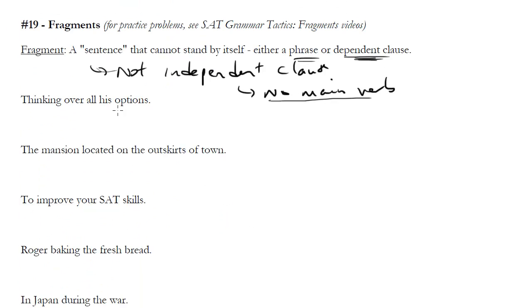Thinking over all his options. So we have a verbal, something that looks like a verb, but in this case, this is a gerund or something, probably a gerund, or a participle. So this is not a main verb. There's actually no subject to this either. So this is a fragment. And sometimes you might see your teachers write "frag," and that's what they mean. It's not a complete sentence. It can't stand on its own. It needs something else. Thinking over all his options, John decided to enroll, right? That would be an example of how you can make that sentence complete.